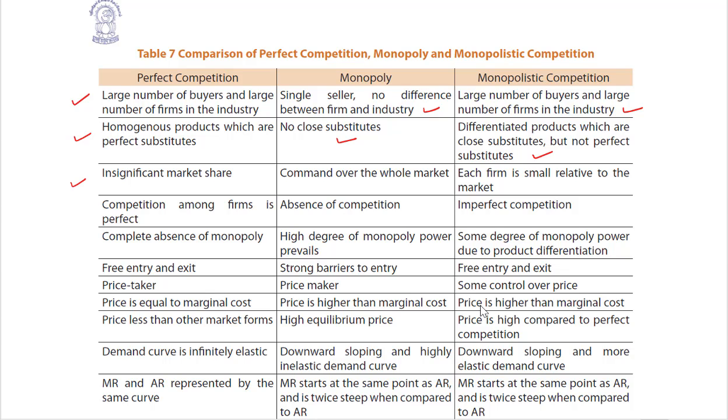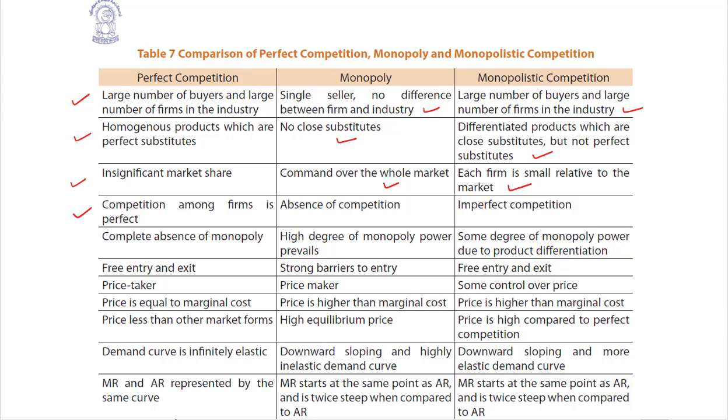In case of perfect competition, the market share is insignificant. In case of monopoly, there is command over the whole market. There is only a single seller, so they cover the whole market. In monopolistic competition, each firm is small relative to the market. So they have a small percentage of the market share.